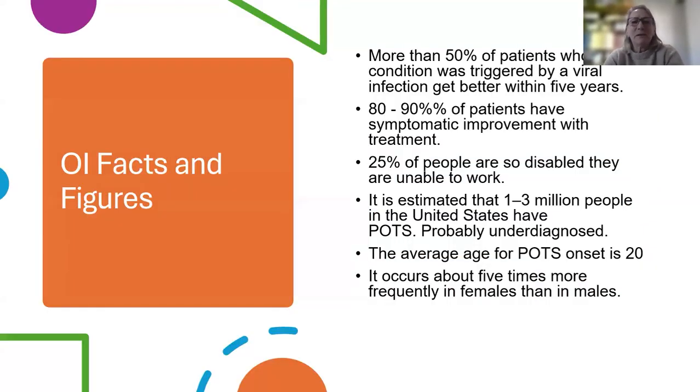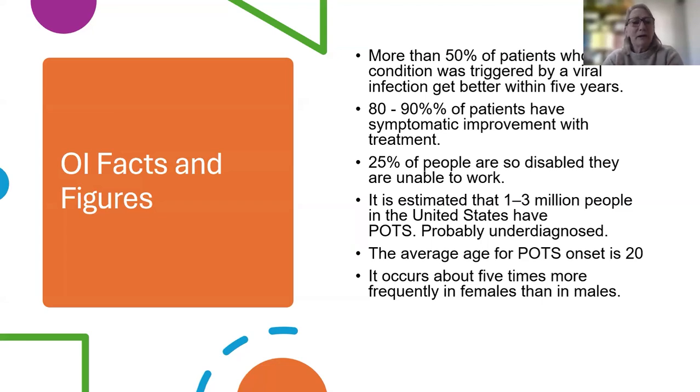So just a few facts and figures about orthostatic intolerance. The good news is that more than 50% of people who got orthostatic intolerance as a result of a virus get better within 5 years. So for those people, the outlook is extremely good for full recovery. Again, the good news is that 80 to 90% of people who get treatment have some symptomatic improvement. So there is improvement in their orthostatic intolerance.